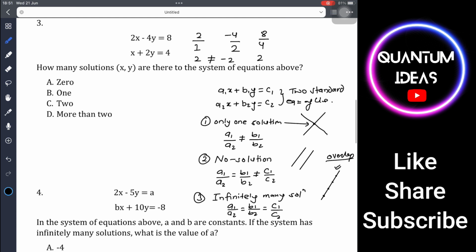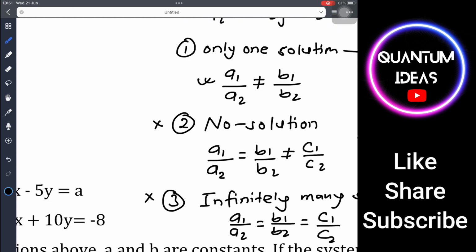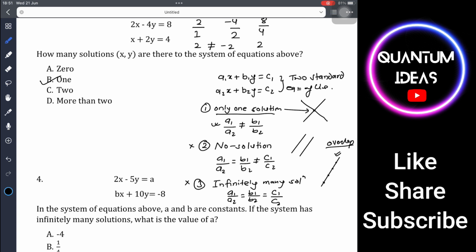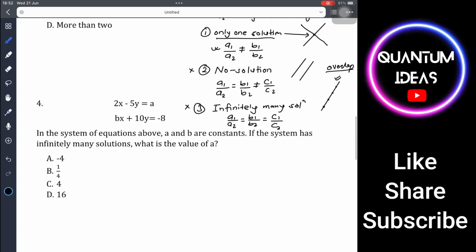So you don't have to check number 2 and 3, you just stop here. That is a1 by a2 is not equal to b1 by b2. That means the given equations have only one solution. So the answer is b1. Okay, if you don't understand, let's go to the next question and find out more.